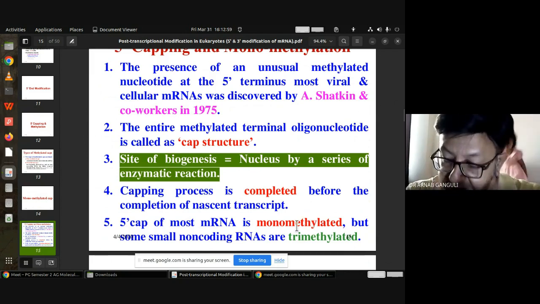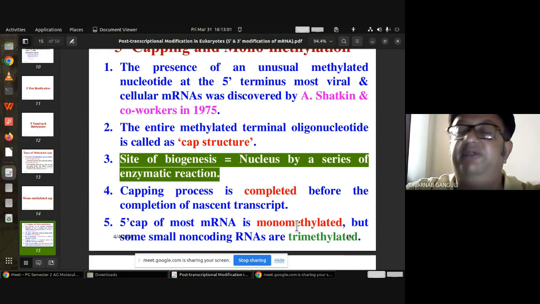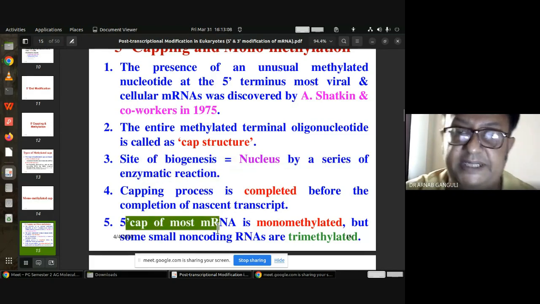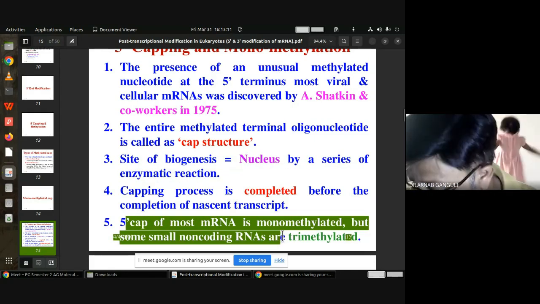Before the nascent transcript is fully made from transcription, the capping is already done. The 5' cap of most messenger RNA is monomethylated.